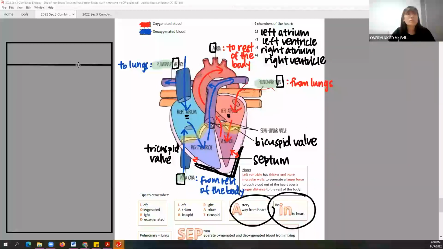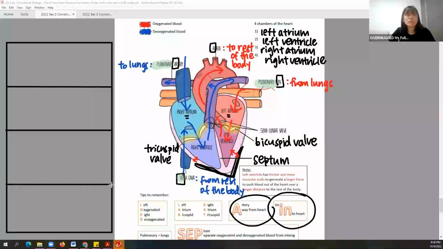Okay, so in total I will have 4 rows. Now I'm going to go through with you what happens to the different chambers, which part contracts, which part relaxes, as well as the valve, which one opens, which one closes. So maybe we start off with the ventricle first.